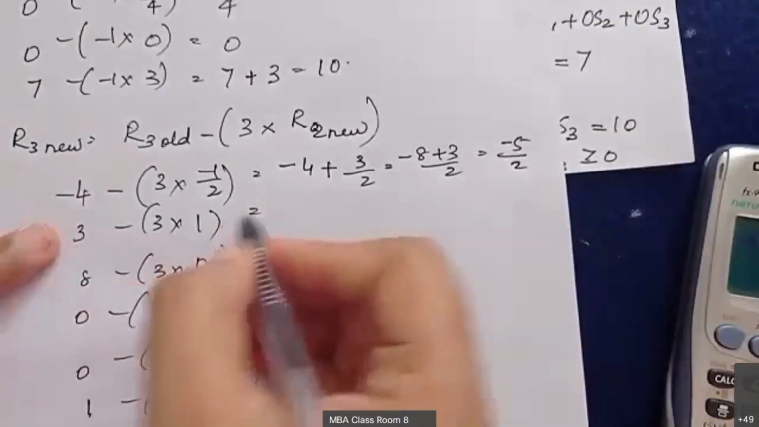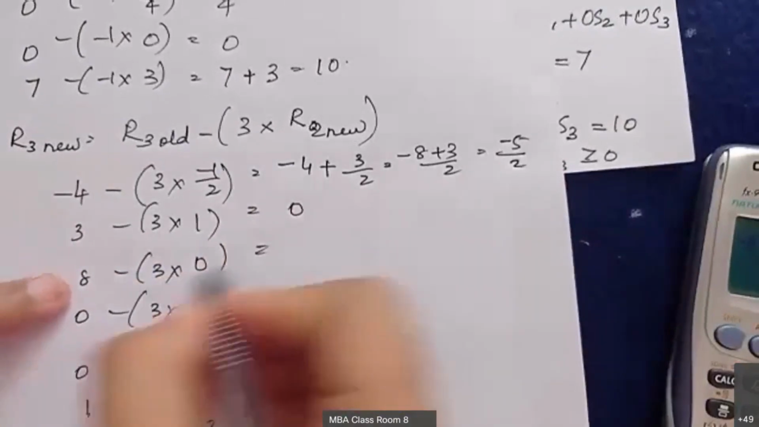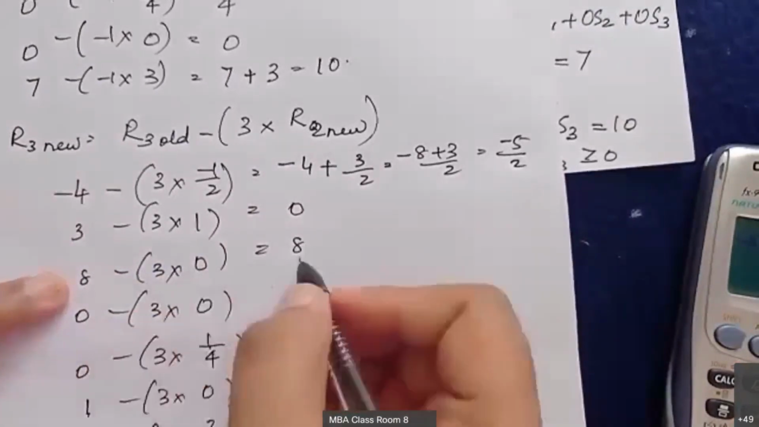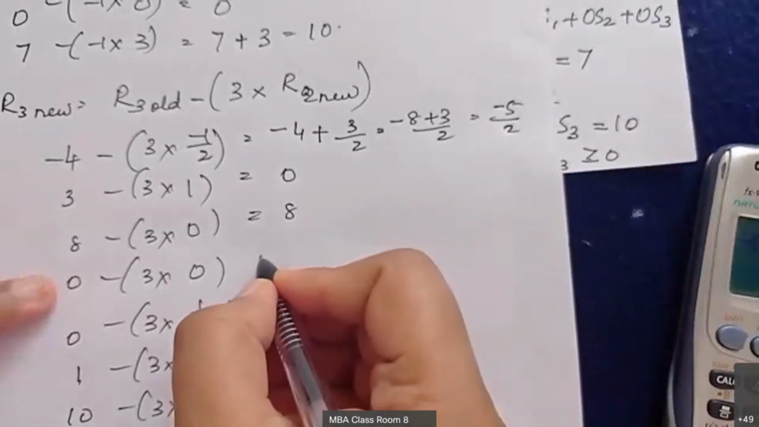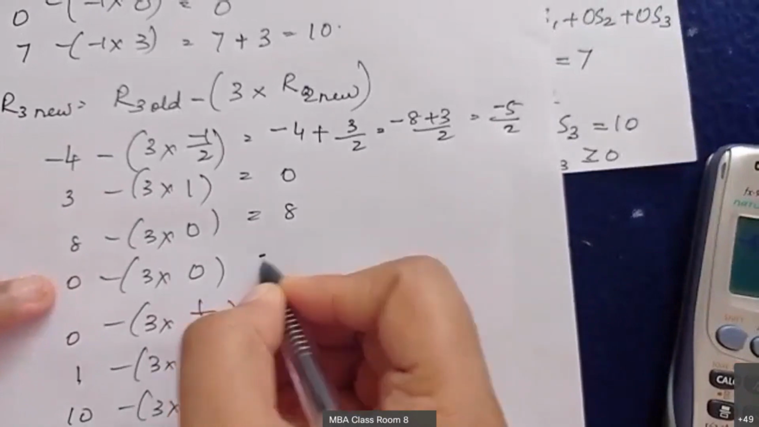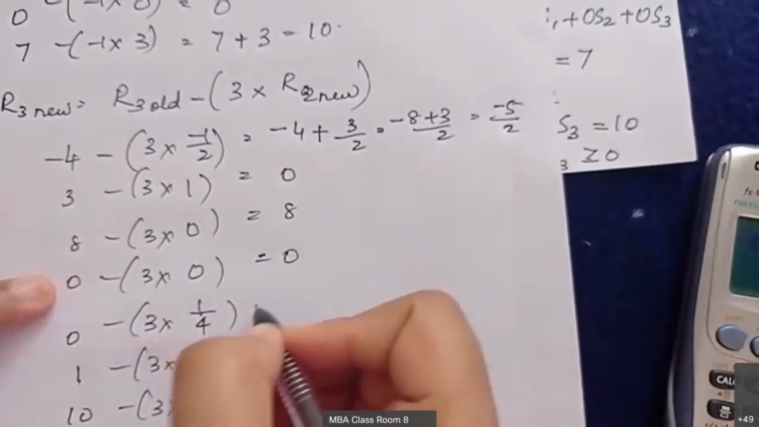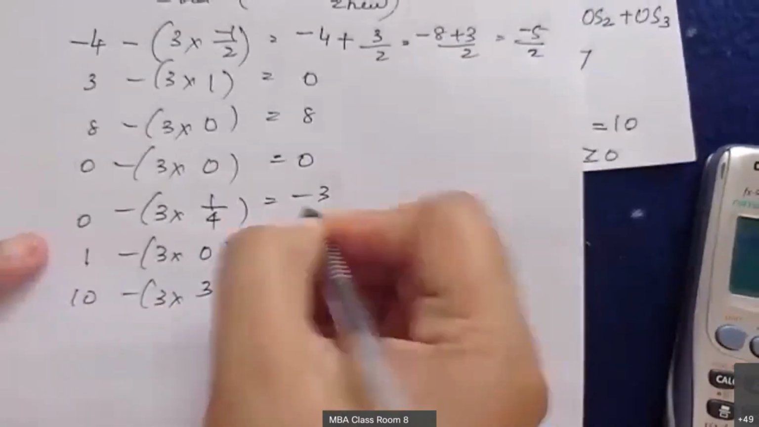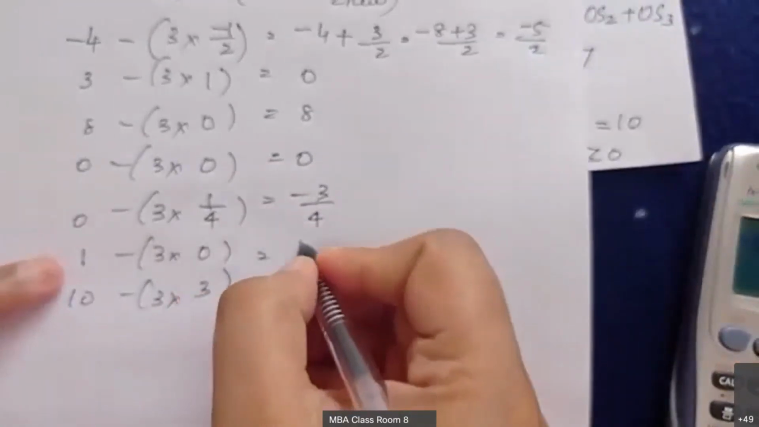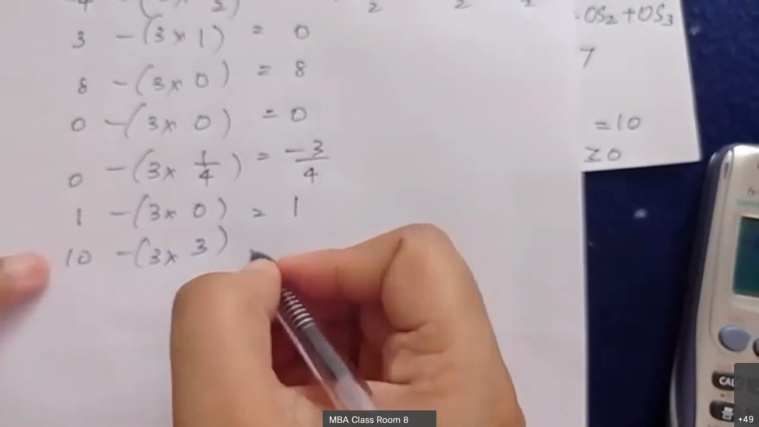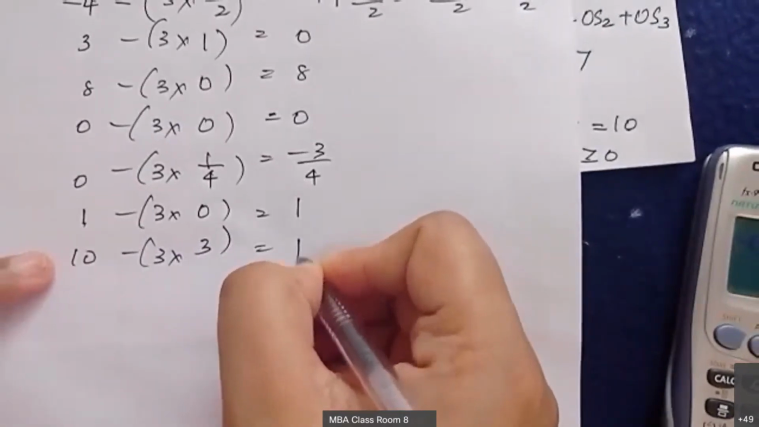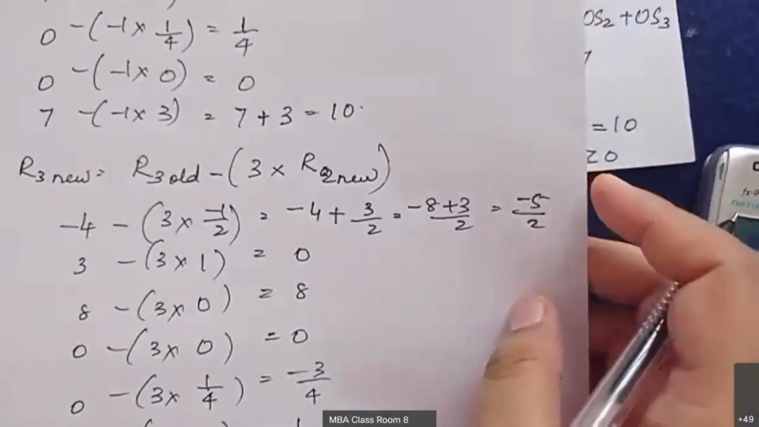Now, 3 minus 3, which is 0. Now, 8 minus 0, which is 8. Okay, next one, 0 minus 0, it is 0. Over here we have minus 3 by 4. Over here we have 1 minus 0, which is 1. 10 minus 9, which is 1. Okay, so we have got all the values. Substitute it in your second iteration table.